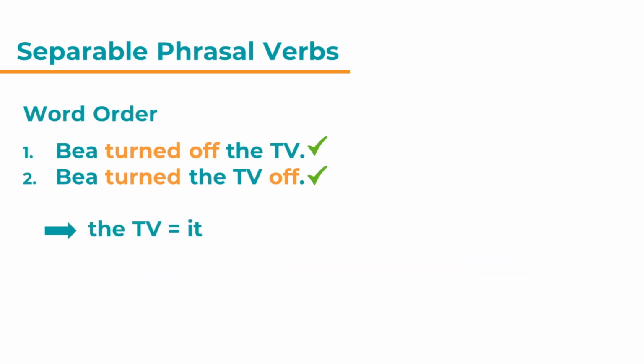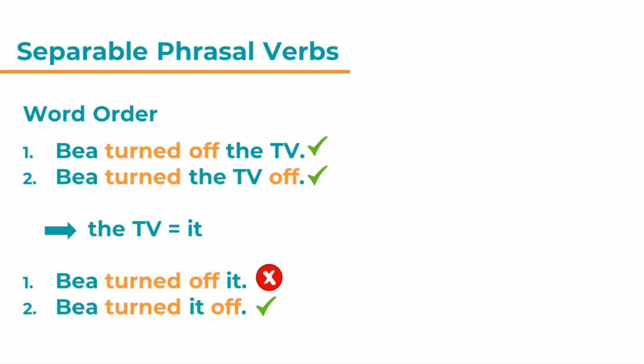Let's have a look at our example again to discuss the word order. I told you already, Bea turned off the TV is correct. And also, number 2, Bea turned the TV off. Now, the TV, our direct object, could be replaced by the object it. This is a pronoun, and we could just say it instead of the TV. Let's have a look what the sentence sounds like if we replace the TV with it.